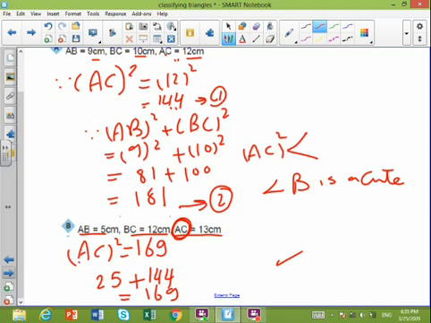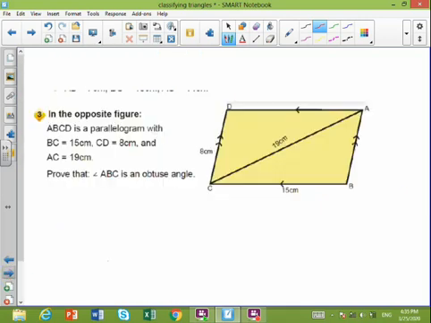By chance there is no obtuse angle in these exercises, but maybe if this number is greater than the sum of the other two, it will be obtuse. The last exercise: ABCD is a parallelogram where BC is 15, AC is 19, DC is 8. Prove that angle ABC is an obtuse angle.